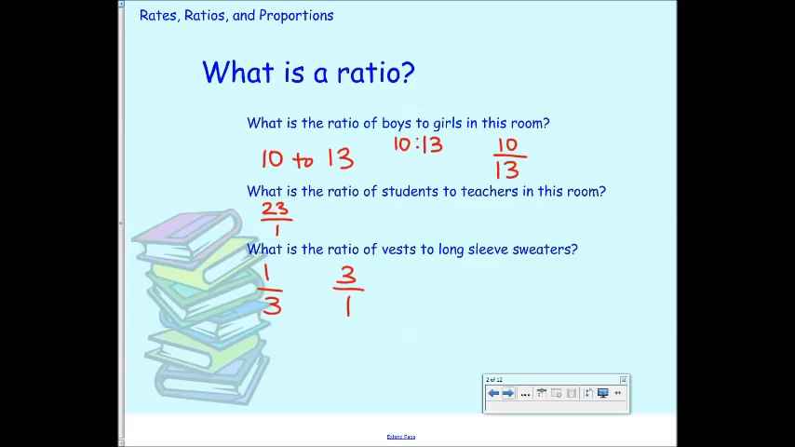Okay, because vests is in front in the problem, which means where does vests have to go in the ratio? In the top. So the placement is really important. You can't just put it wherever you want. It's based on the order that they give you in the problem. So those are kind of like the quirky things about ratios that you need to remember. You always have to have 2 numbers, and then the order is important, okay? So what would be the ratio of girls to boys in the room? 13 over 10. Good. So you just flip it if it said it in a different order.